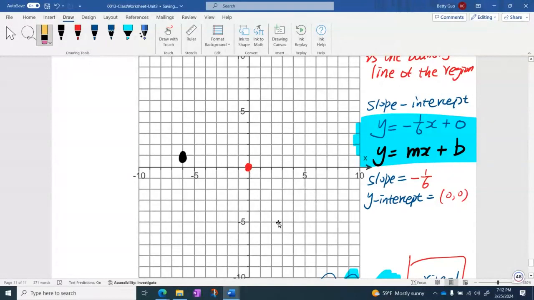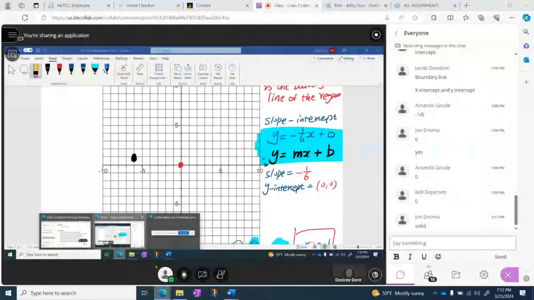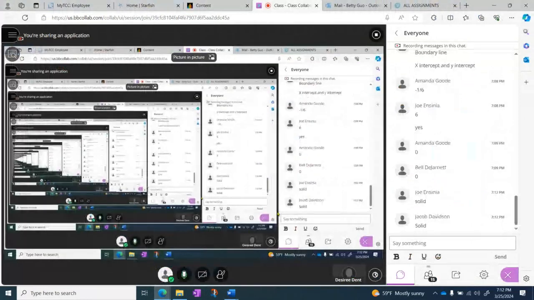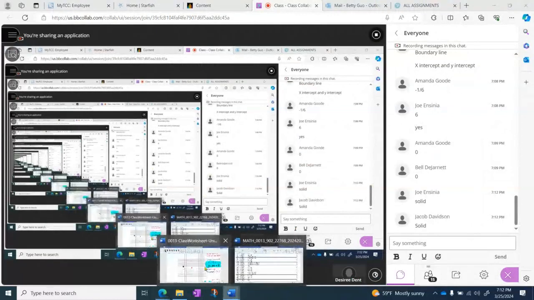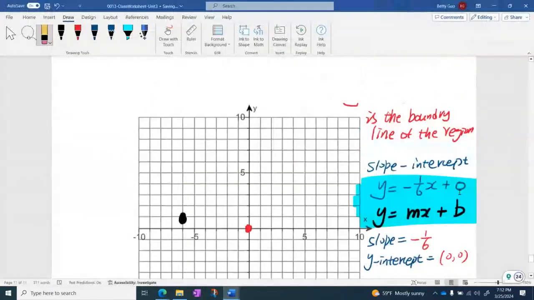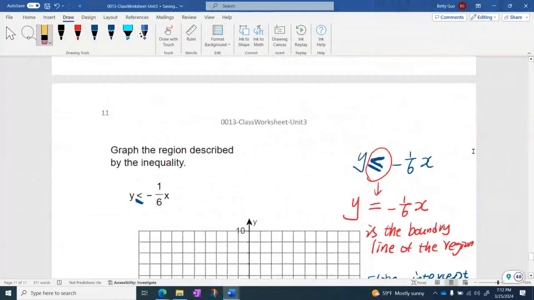Question: are we going to draw the boundary solid or dashed? Are we going to draw the solid? Thank you, Jill. I have not asked the question, you already typed it. Awesome. Very good. Thank you, Jacob. Solid line, because the inequality symbol is less than or equal to, right?